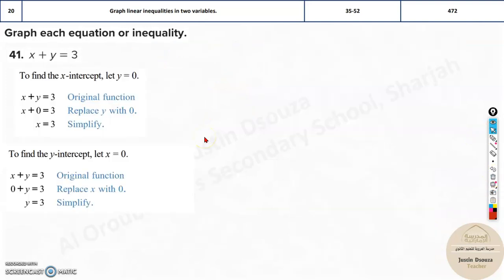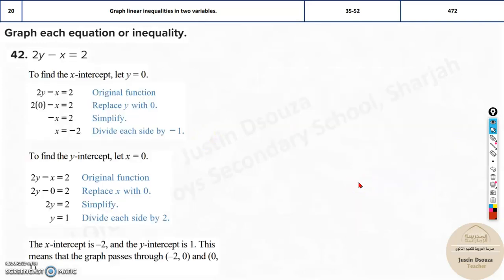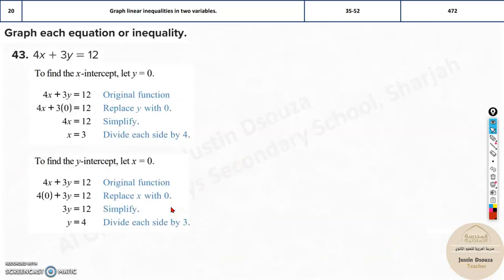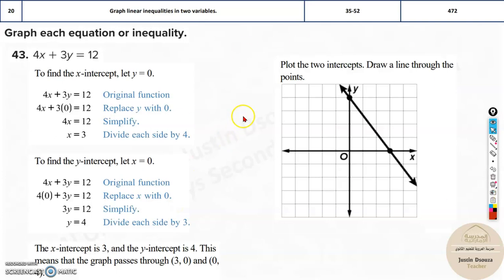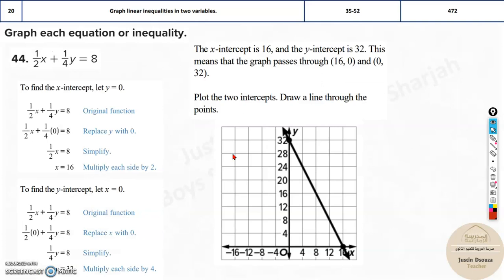Other than that, it's all straightforward. We have already solved most of these. Please make sure you solve it by yourself. All the answers are there. You can pause the video and check the answers if you want. So very, very straightforward. Just that you can use different types of method, various methods, and you'll get it.